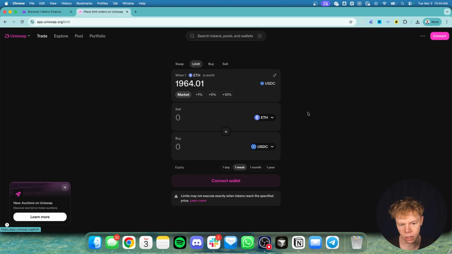There's also the limit section, which is just like a swap, but it allows you to actually set a limit price. In other words, if we want to sell 1 Ethereum for some USDC, then we could say when 1 Ethereum is worth, let's just say, 2020 USDC, then this trade will execute. We could set an expiration date like 1 day, 1 week, 1 month, 1 year. It's basically buying or selling an asset at a specific price.